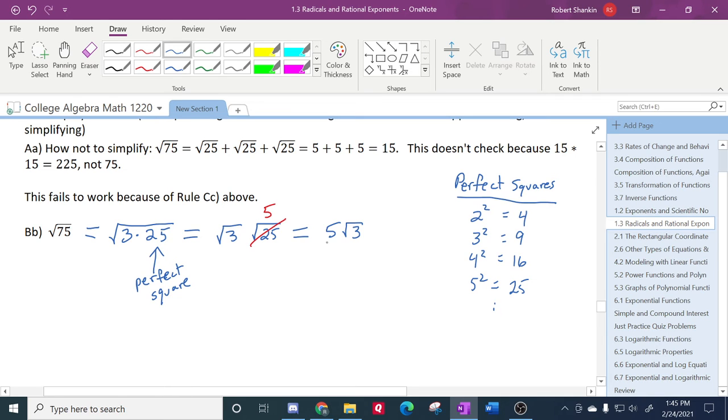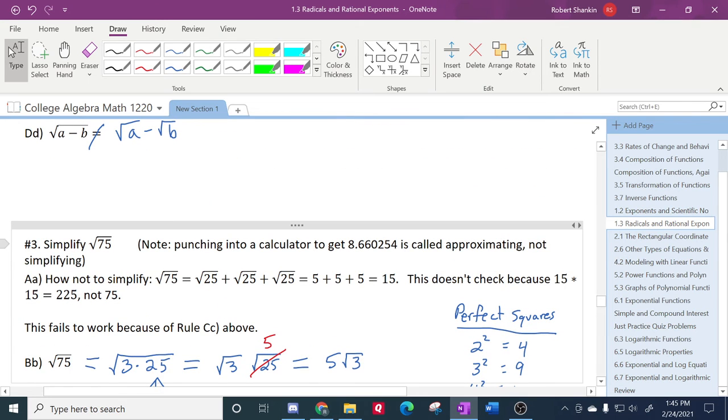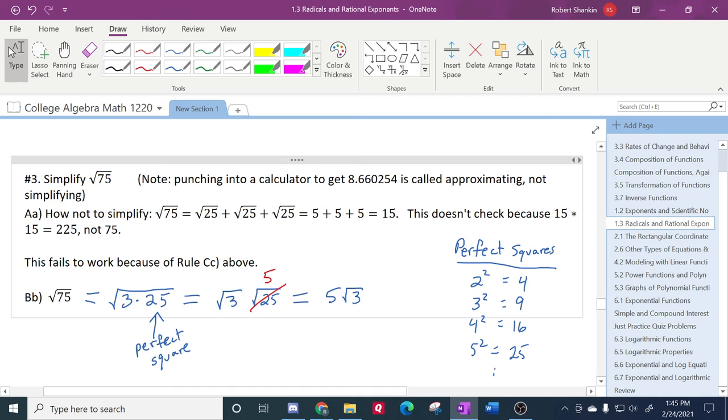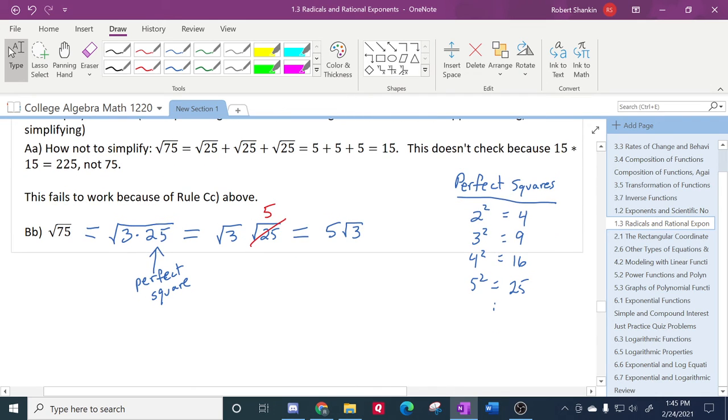So although 8.666 isn't wrong, it's not doing what we're doing. We're not getting an approximate answer. We're still getting the exact answer. We're getting it simplified, though.